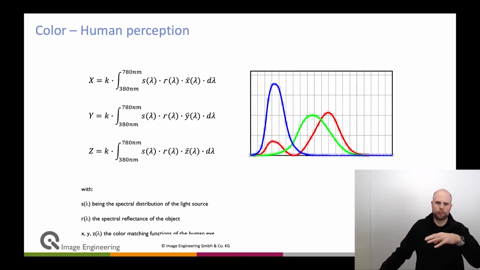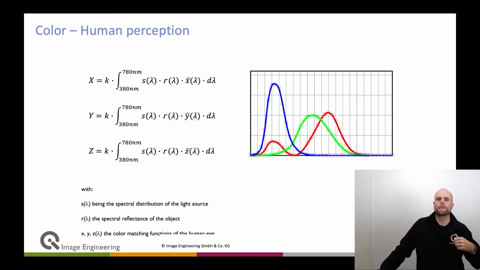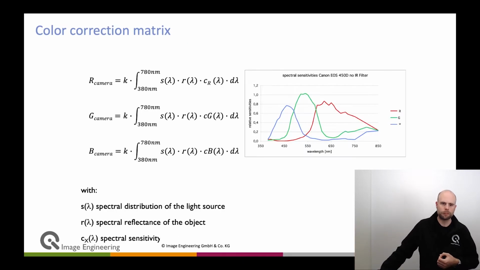So integrated with d lambda and multiplied by the spectral distribution of the light source, the spectral reflectance of the object, and the color matching function of the human eye. That means we can have an object, a color patch for example, and we can illuminate it. If we know all these things, we can calculate the XYZ value for it. And with that, we have described the color, how a human would perceive this color.